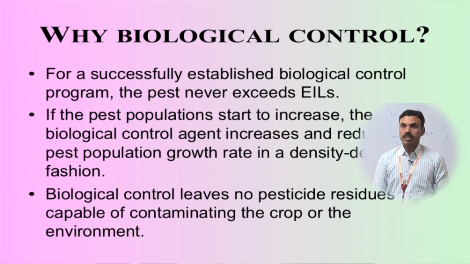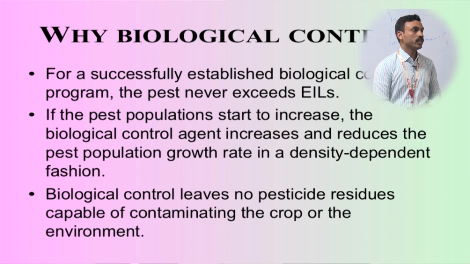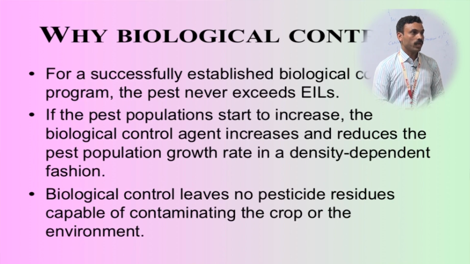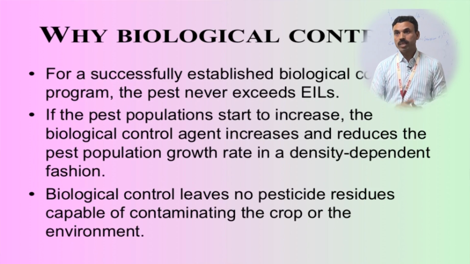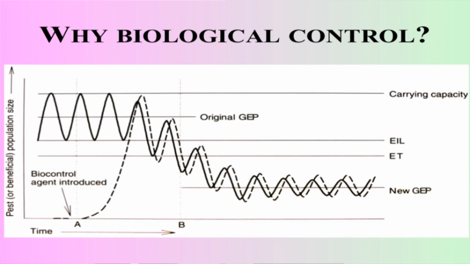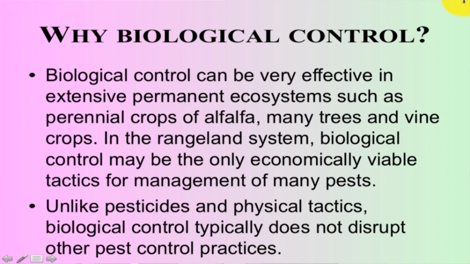The next advantage is that it leaves no residue. If you use chemical control, it leaves pesticide residue and becomes a hazard not only to human beings but also to the environment. Use of biological control agents leaves no pesticide residue. Here you can see the pest population remaining at a certain level, and we introduce the biological control agent. After a certain period of time, after successfully controlling the insect, the population will come down to the economic threshold level. This is one of the benefits of using biological control agents.